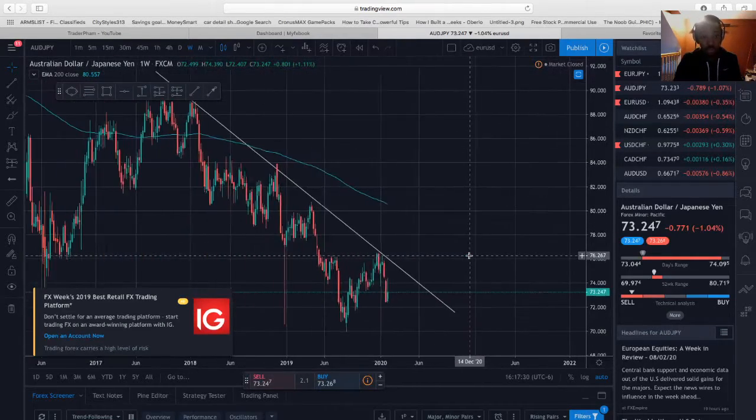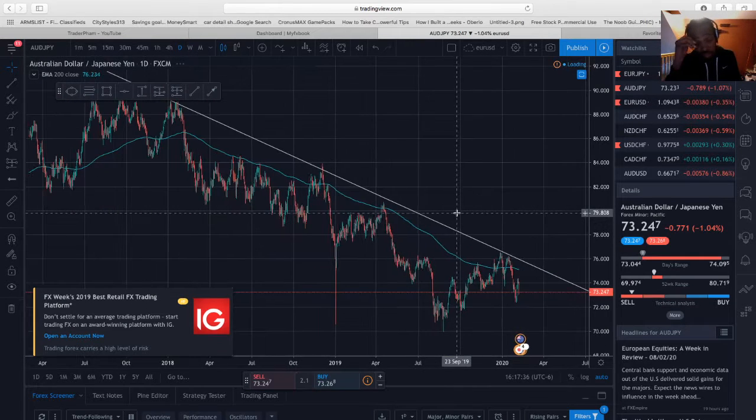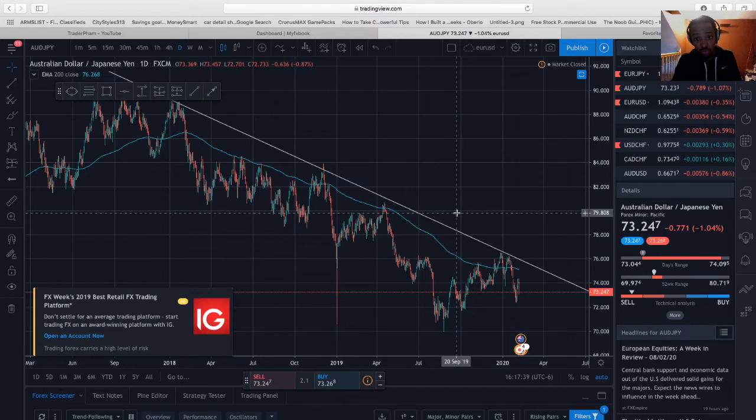We see an obvious downtrend on the weekly, then we're going to drop down to the daily, and we just do the same thing on the daily, honestly, just identifying what's going on.